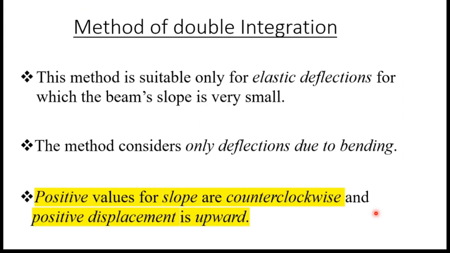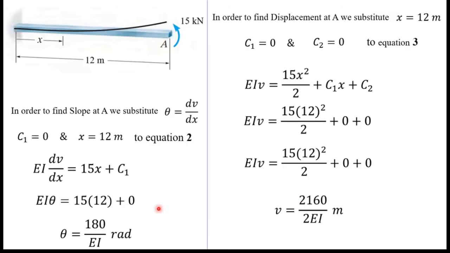So let's look at our sign convention. I showed this in example 1. So this is the sign convention. Positive values for slope are counterclockwise. So our answer is positive, so it's counterclockwise. So you can see here, if I mark theta here, I have to mark it like this. So you can say it's the counterclockwise direction. According to our sign convention, it's right, it's plus slope and it's counterclockwise.